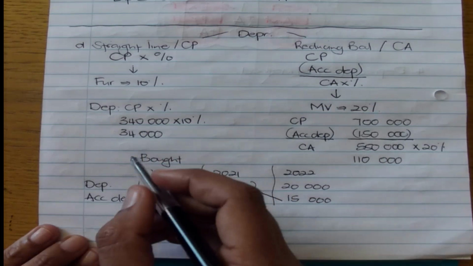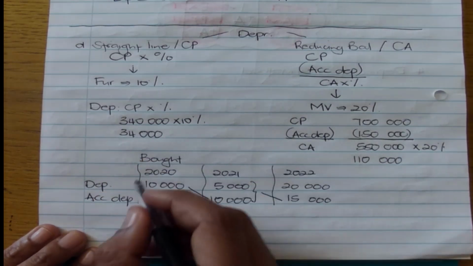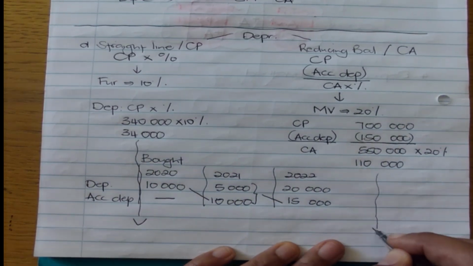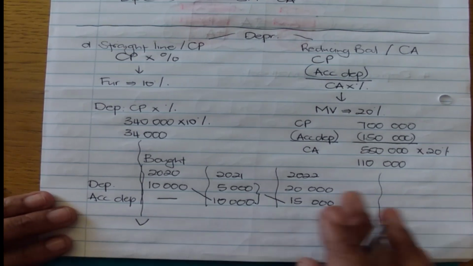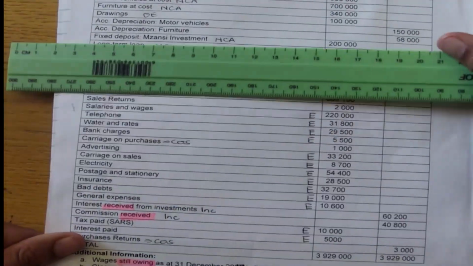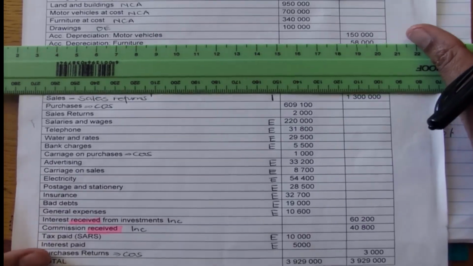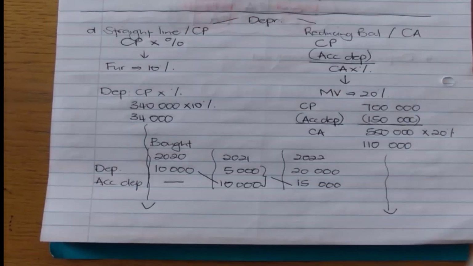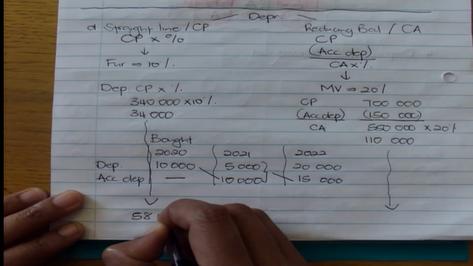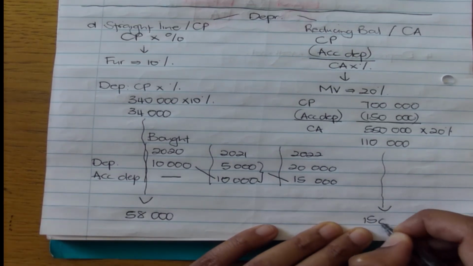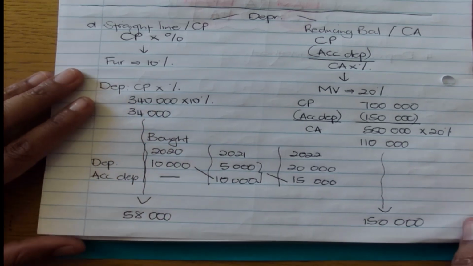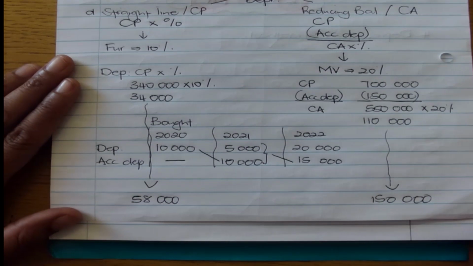So if we need to work out the cumulative depreciation for our furniture and for our motor vehicle, what was the accumulative depreciation that they gave us in the question for furniture? They said it is 58,000 and 150,000 for motor vehicles. So that was our accumulated depreciation, right? But now remember, this is the statement of financial position. Now the last day of the year, depreciation now becomes accumulative depreciation.